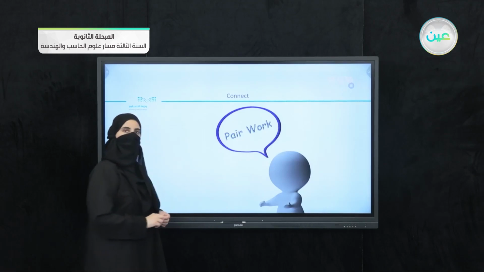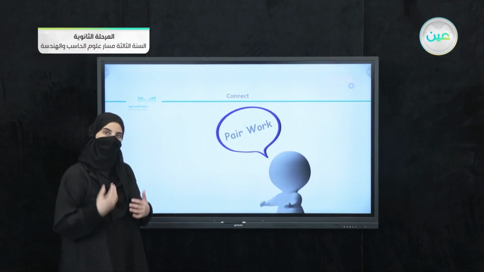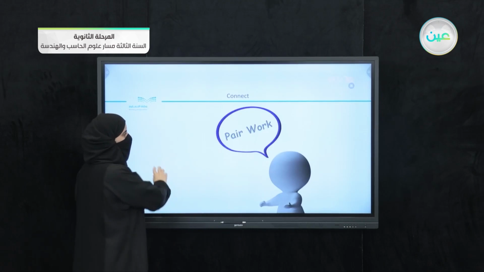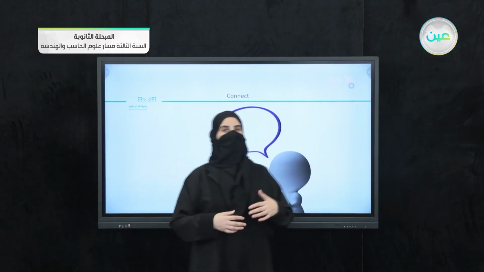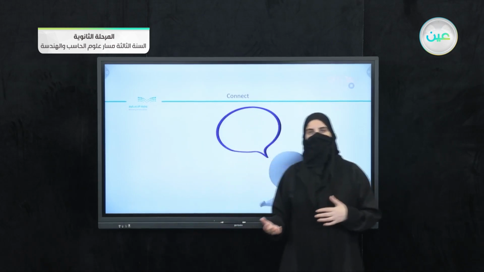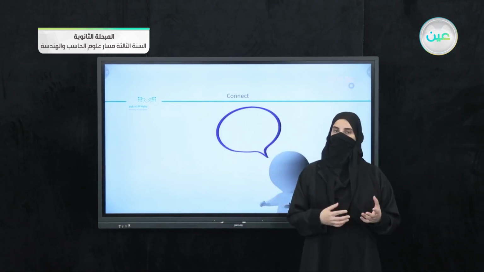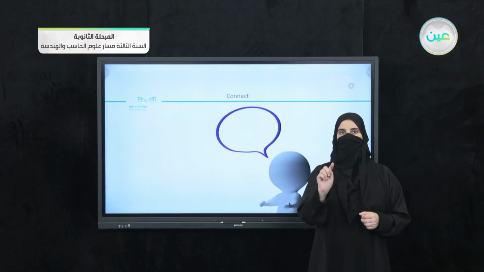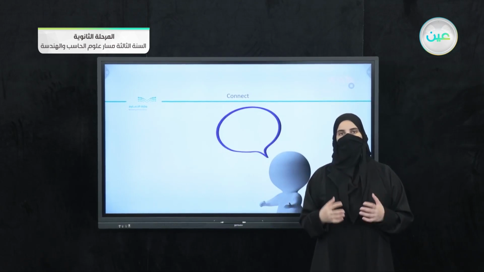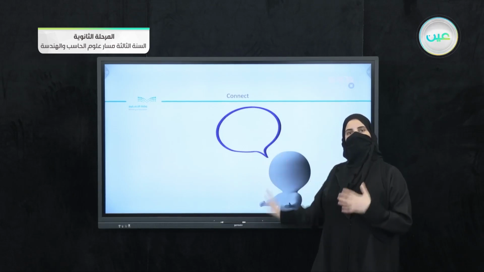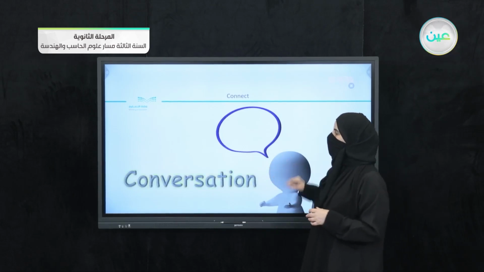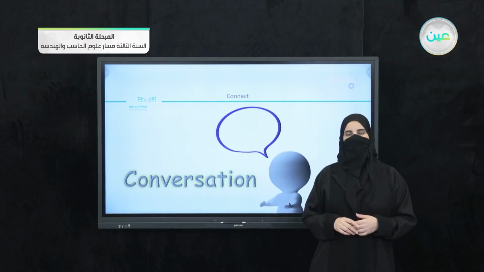Now pair work. You have to pair together or work as groups just to practice more. Now we have different topics that we discussed in the book. I gave you more examples, but it depends on you and how you work together in pairs to practice more. Now we're just going to move on from pair work to conversation.